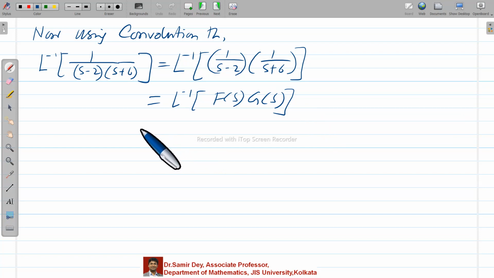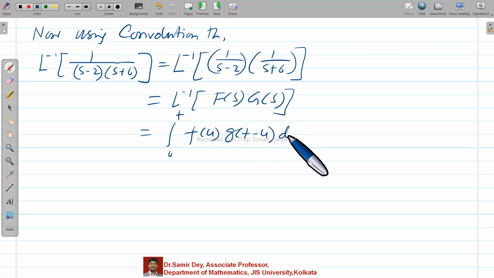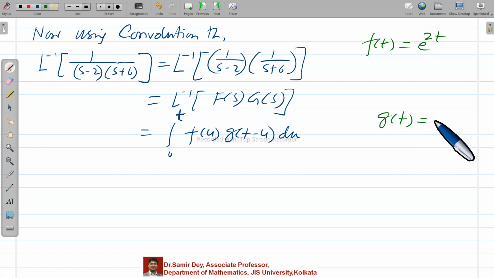Now what is your formula? The formula is the integral from 0 to t of f(u) g(t minus u) du. Here u is a variable, t is a constant. Now what is your f(t)? From the previous slide you already know f(t) equals e to the power 2t, correct? What is your g(t)? g(t) equals e to the power minus 6t.